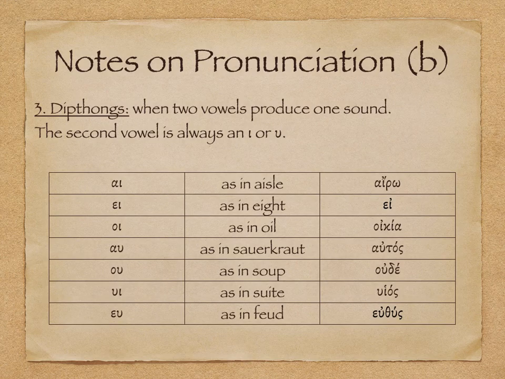Alpha upsilon as in sauerkraut, autos. Omicron upsilon as in soup, oude. Epsilon upsilon as in sweet, huios. Eta upsilon as in feud, euthus. These are diphthongs, two vowels, one sound. We can go back through them just quickly here again. Ai, ei, oi, au, ou, hui, eu.